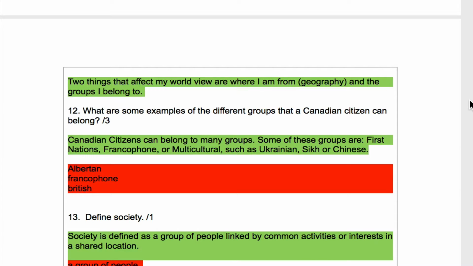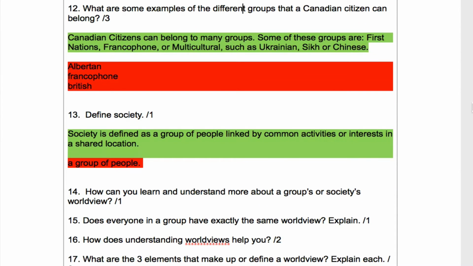And the bad answer for this question is Albertan, Francophone, British. It doesn't really give me a full answer, and I'll talk a little bit later about why it's so important to use the question and the answer. But that's not full marks. It doesn't really look like you're putting a lot of effort in if you just give me a small list like that. And then let's look at number 13, define society.